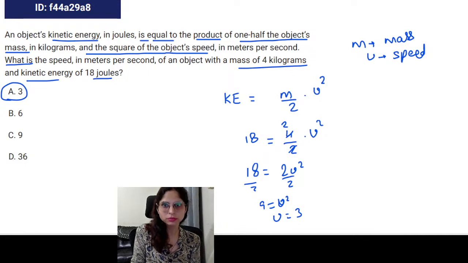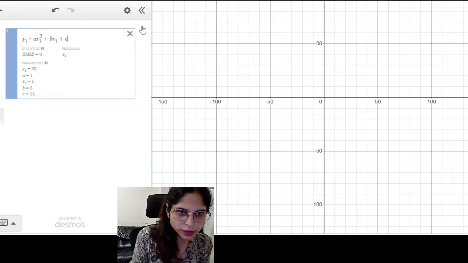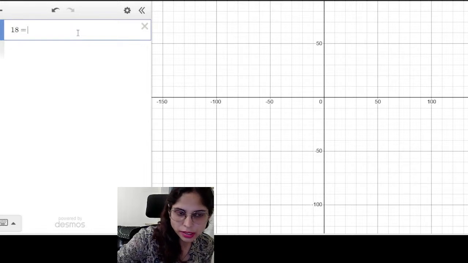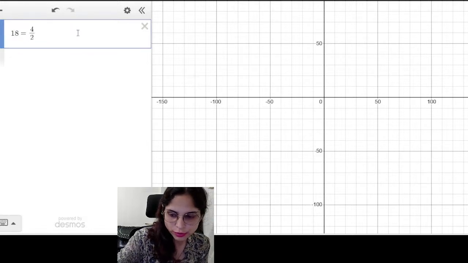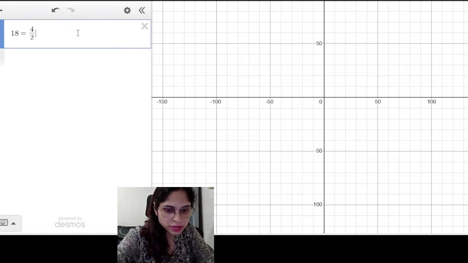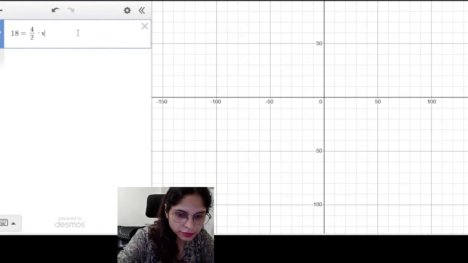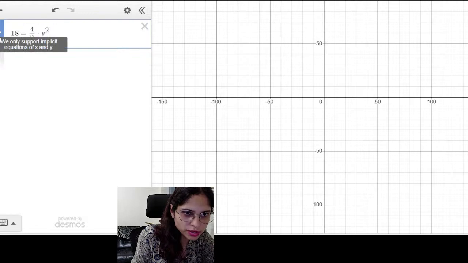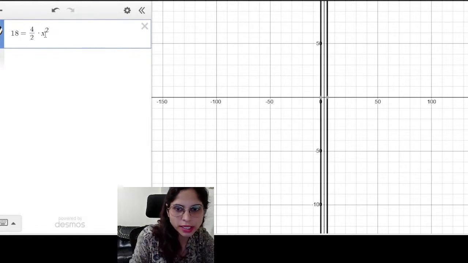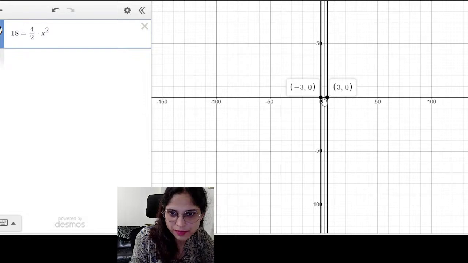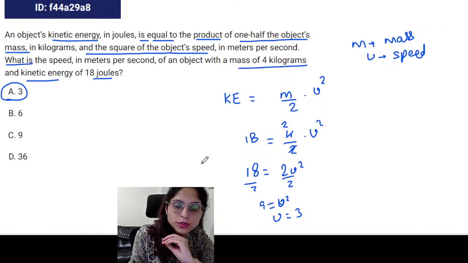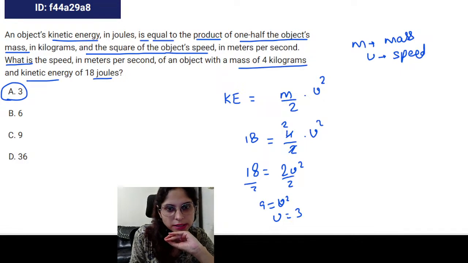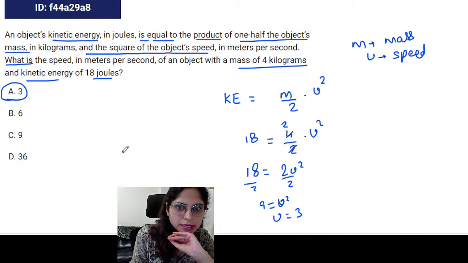If you do not want to solve like that, you can just go over here and set up the equation. 18 equals 4 over 2 times shift 8 v squared. Now if you see, you will see a caution, and they will tell you they only support equations with x and y. So instead of v you write x, and you will get the value of x as 3. Negative 3 we discard, we only keep 3. So you can also directly put the equation in Desmos and get it done. So the answer is 3 meters per second.